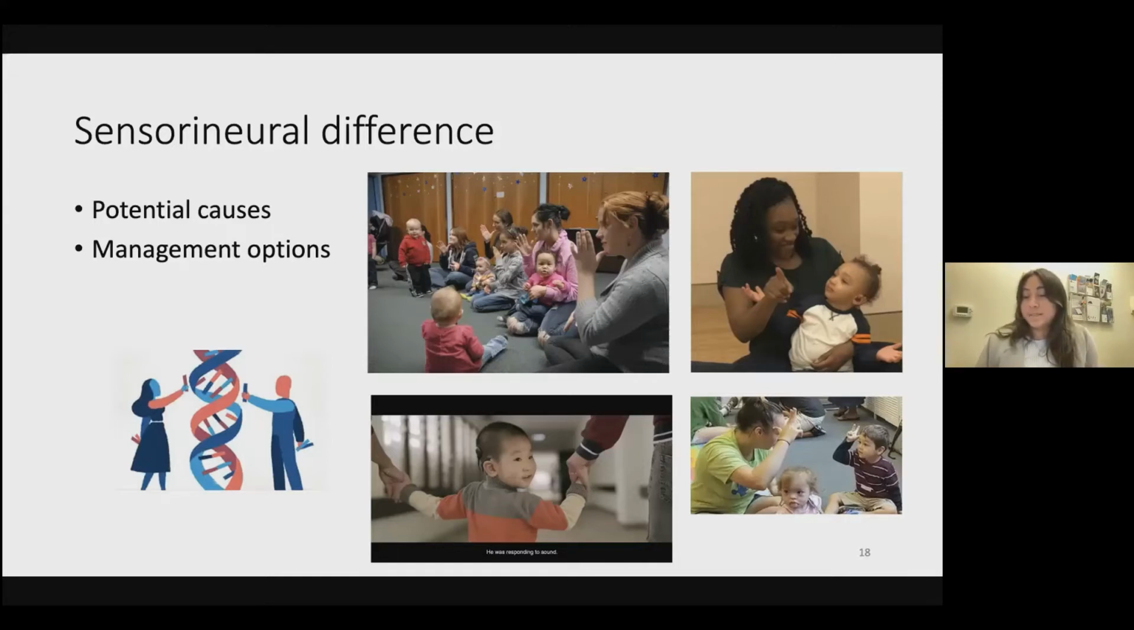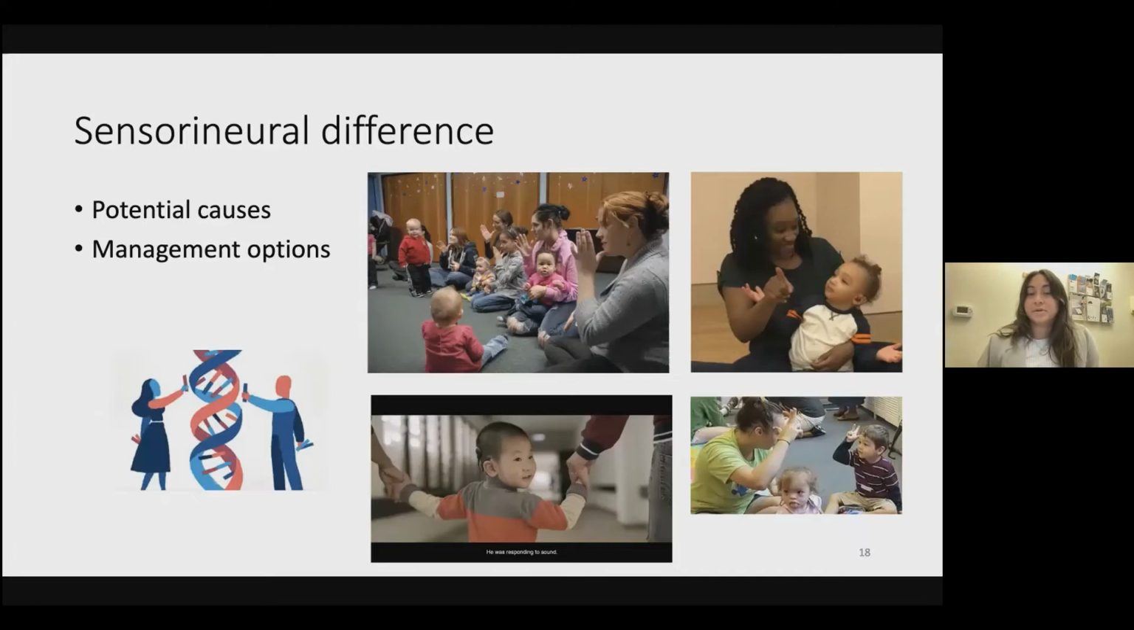The management of a sensorineural hearing difference really depends on the degree of the difference. So is it a small difference or is it a very significant difference? If your family's goal is to develop spoken language, amplification devices like hearing aids or cochlear implants may be appropriate in order to provide your child's brain access to sounds so that they can learn to understand and produce those sounds.